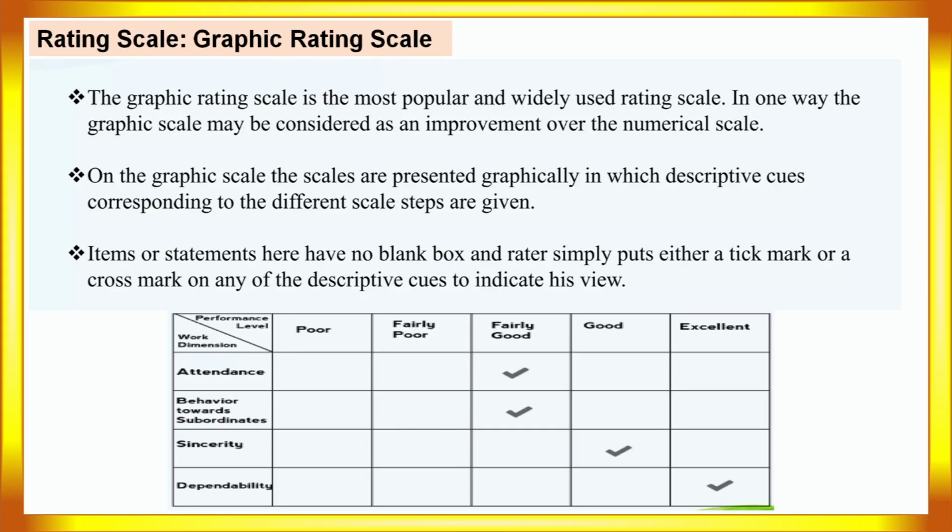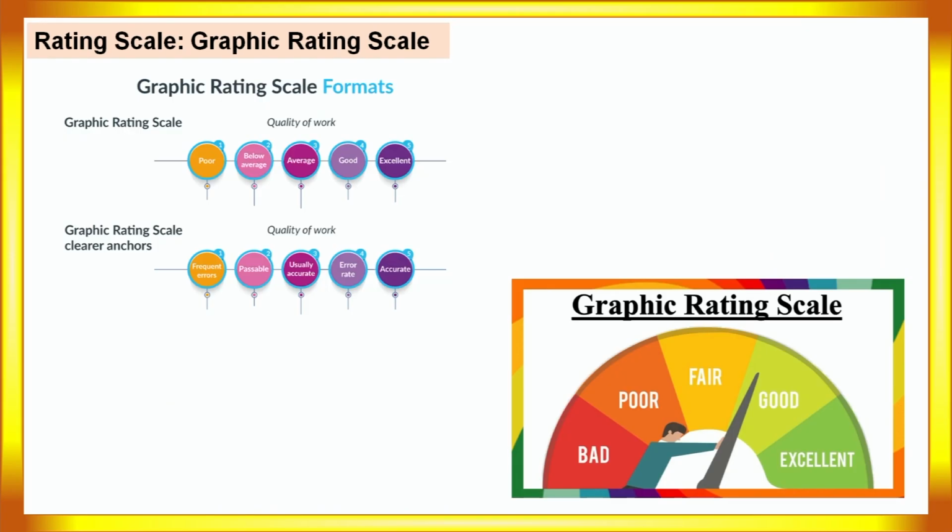Okay. What are the statements or the attributes being measured? It is the attendance, the behavior towards subordinates, the sincerity, okay, and they are measured against a descriptive or graphic rating scale where the descriptions of the anchor points are like poor, fairly good to excellent. Okay. So, in other words, the numerical scale and the graphic scale are almost similar except for how they are represented. Okay. So, again here is another example of the graphic rating scale.